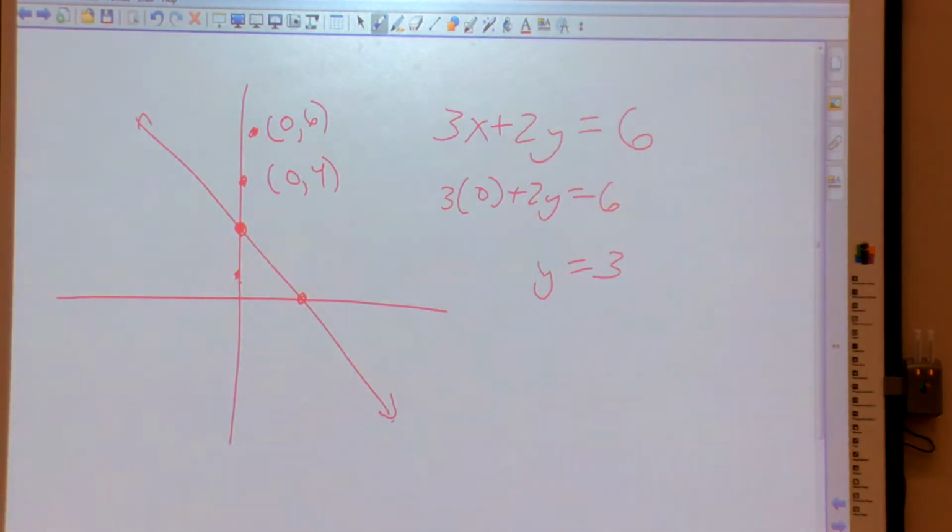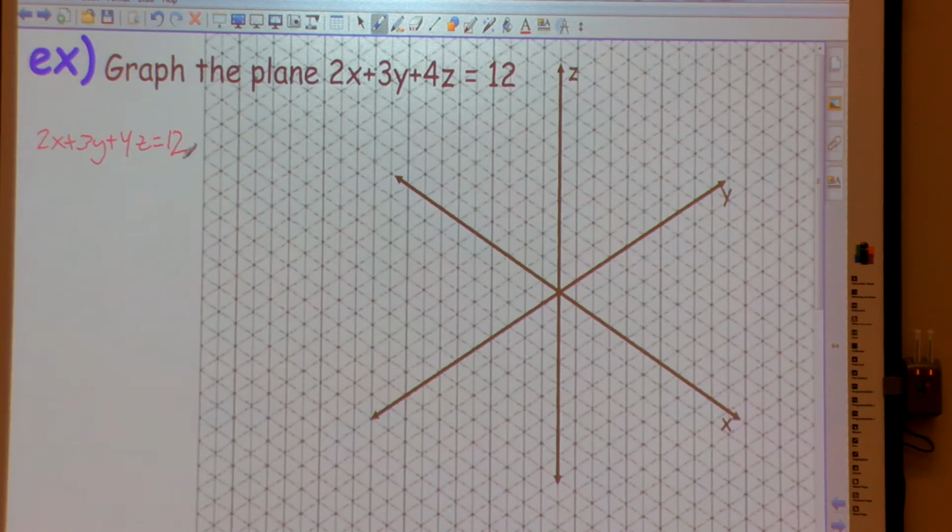Likewise, if I want to find the x-intercept, I'm going to plug in 0 for the y. Same thing. So that's exactly what I'm going to do here, except if I want to find when I'm on the x-axis, so if I want to find the x-intercept, not only am I plugging 0 in for y, but I also plug 0 in for z. So when I do that, I'm left with 2x = 12, because these both are 0. So that means x is 6. So I go on the x-axis here, and I plot a point at 6 on the x-axis.